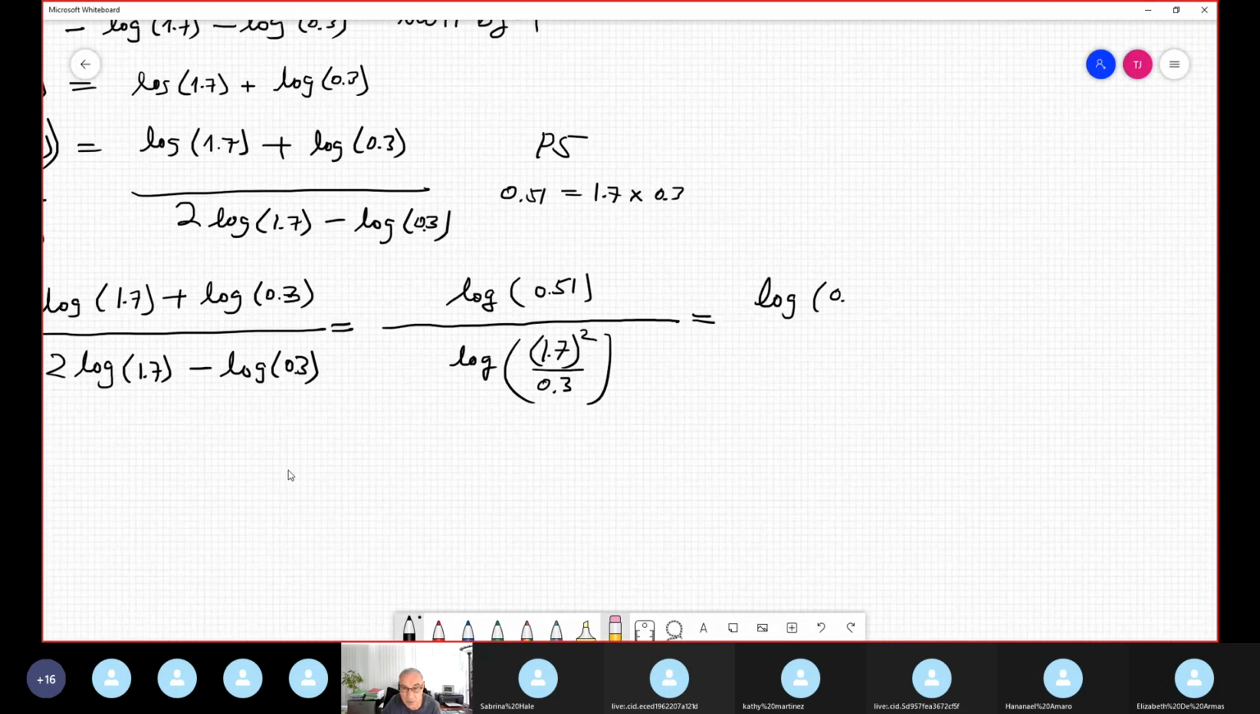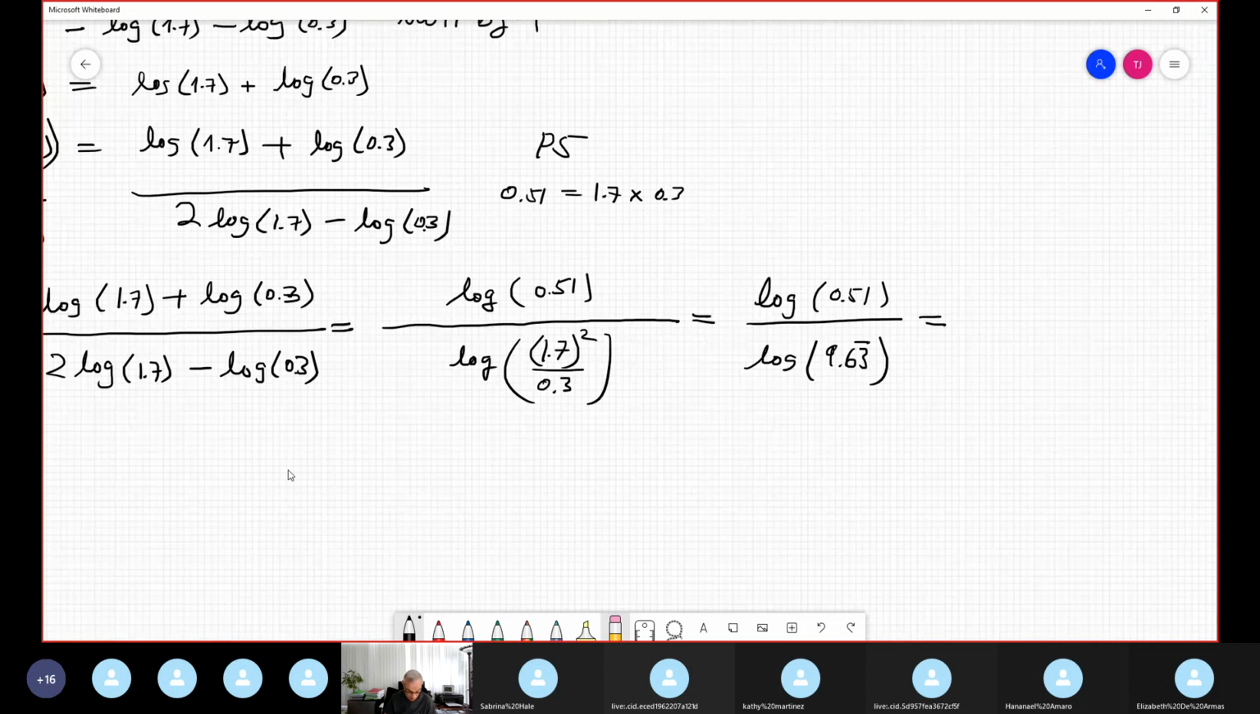Logarithm 0.51 divided by logarithm of 9.63 repeated, something like that. Now I put it in the calculator. With the calculator, it's easy. You press the key LOG, 0.51, close the parenthesis, divided by LOG, 9.63, and you truncate it like that.